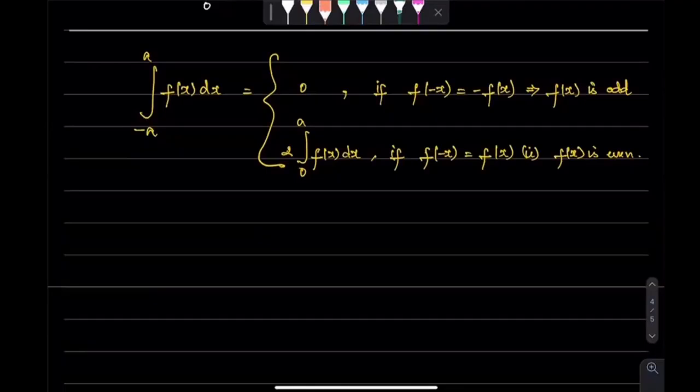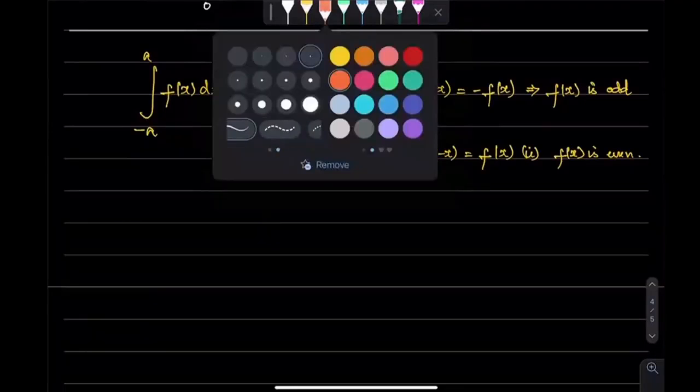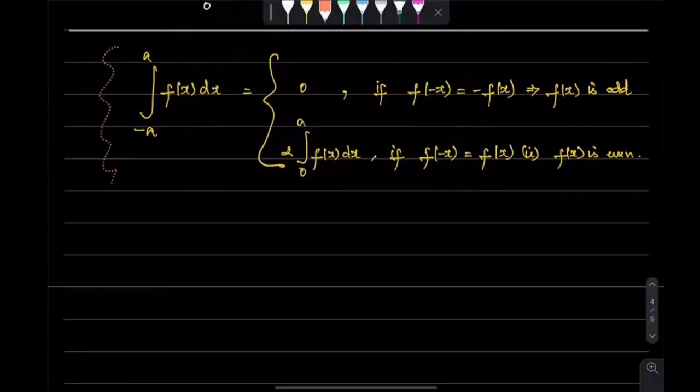So this is again an important result. Cannot afford to forget all this, children. By looking at the limit, you can decide whether you can use this property. I told you how to categorize the problem by looking at the limit itself. So let's take an example.